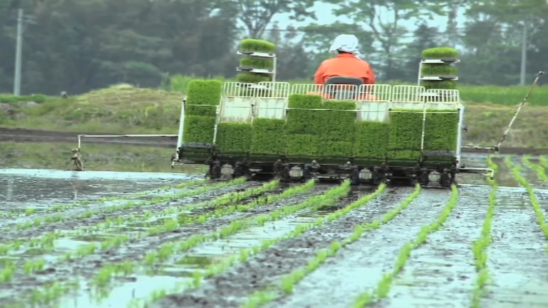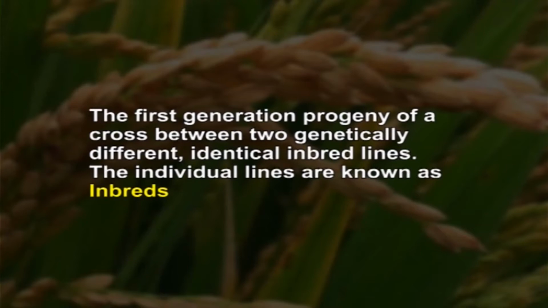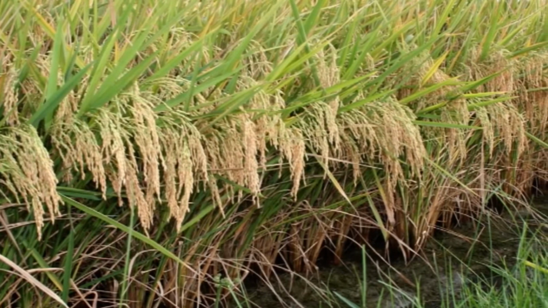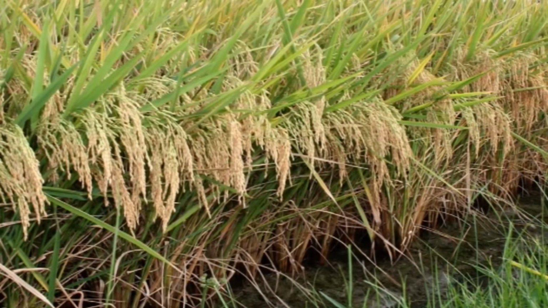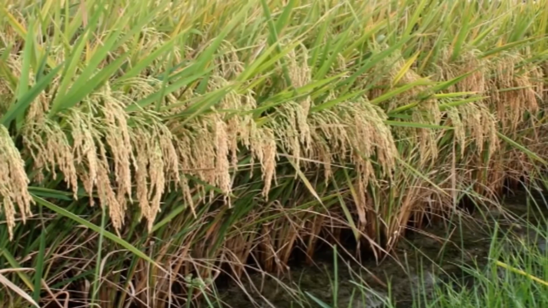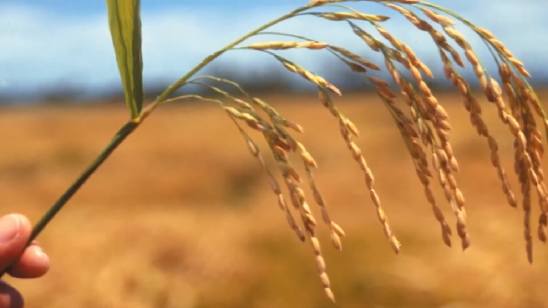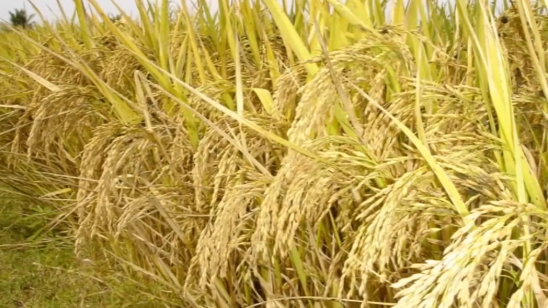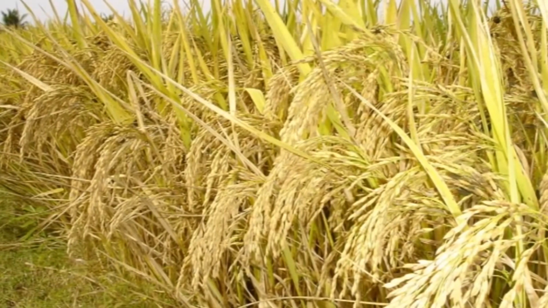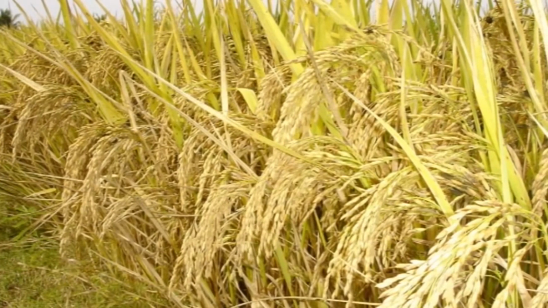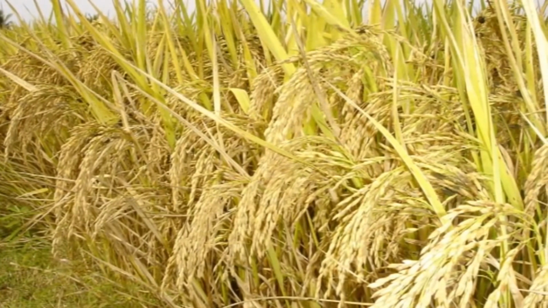You are all aware that a hybrid is defined as the first generation progeny of a cross between two genetically different, identical inbred lines. The individual lines are known as inbreds. Ineffective cross pollination is a major constraint in commercial hybrid seed production in many crop species. Rice being a highly self-pollinated crop, cross pollination is a big problem. Availability of a suitable pollination control mechanism is a key factor determining the success in commercial hybrid seed production.